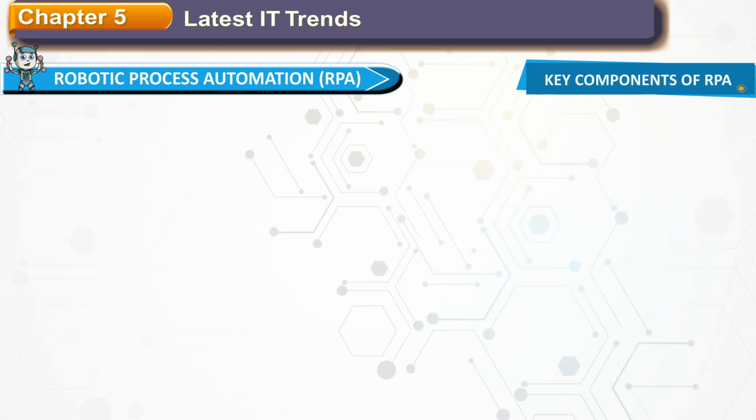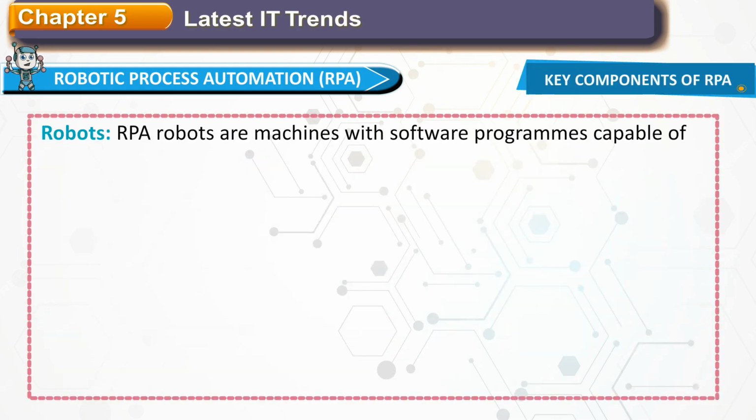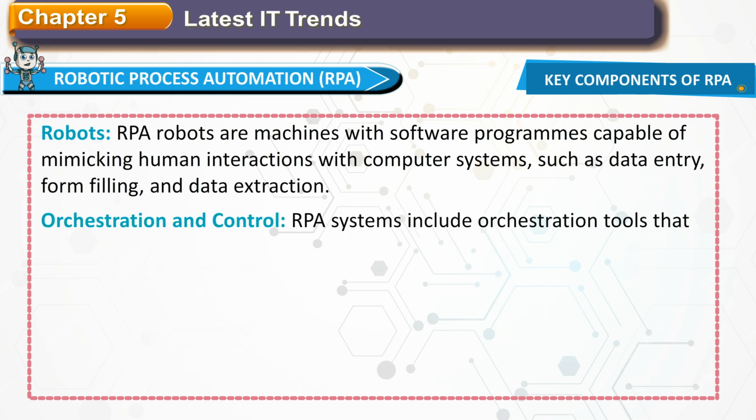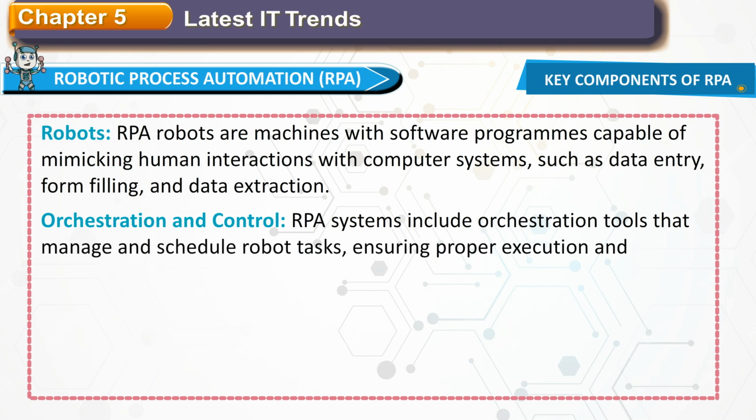Key components of RPA. Robots. RPA robots are machines with software programs capable of mimicking human interactions with computer systems, such as data entry, form filling, and data extraction. Orchestration and control. RPA systems include orchestration tools that manage and schedule robot tasks, ensuring proper execution and monitoring.